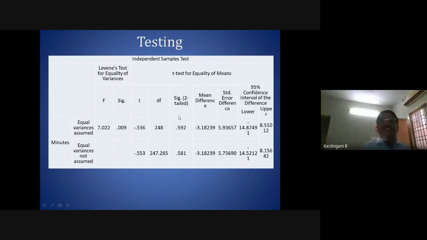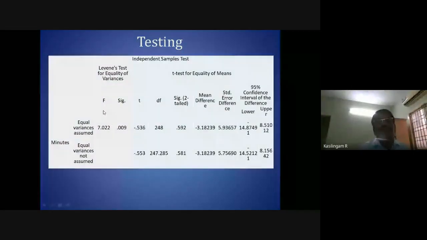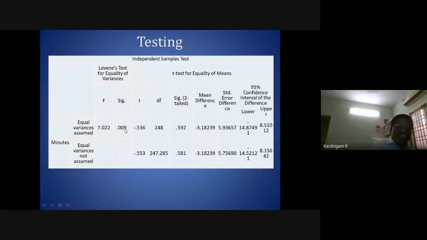So now this is the t-test. What Lenin has shown is 0.009. This is the significant value of the F-test. That is crossed, that is crossed in the beginning. You should not see it. Okay, so now we know that we should not see this one. We have to see this one. But here there are two significant values. Which one to see?